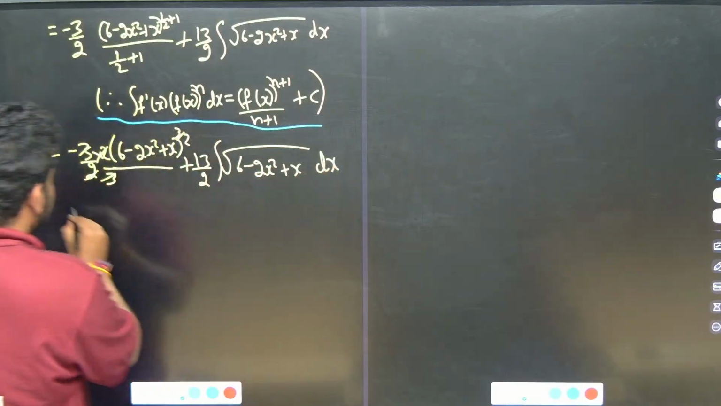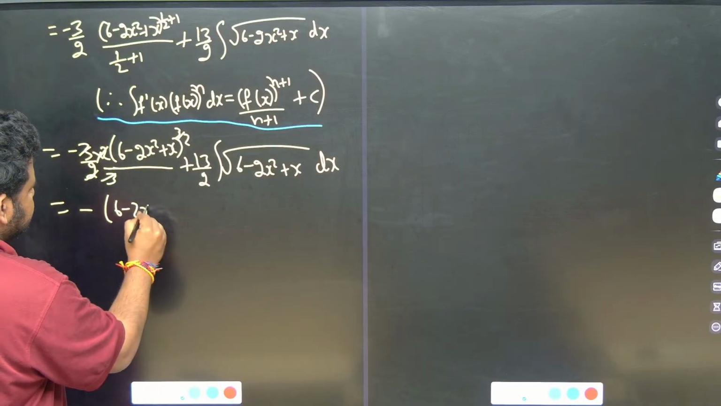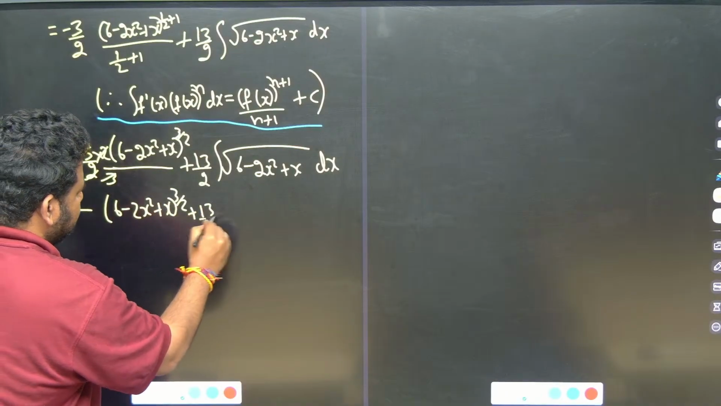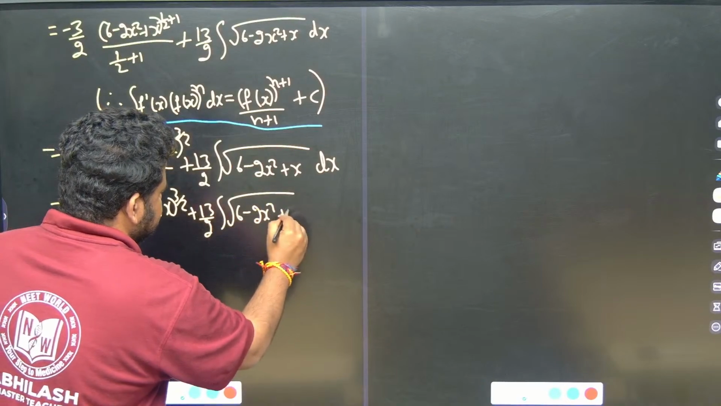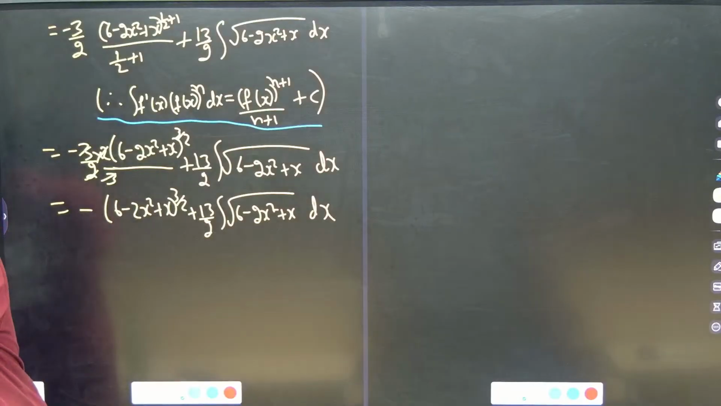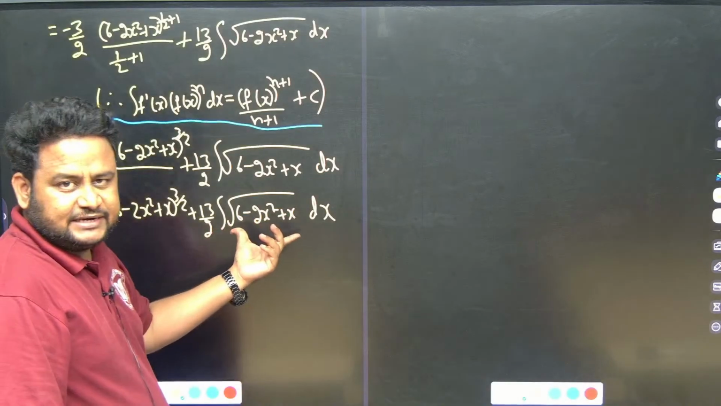Now what I have? See here, this will be minus 6 minus 2x square plus x to the power of 3 by 2, plus 13 by 2 into integral of 6 minus 2x square plus x dx, correct? This is what I have. Now observe this, I am left with this, I have to integrate this.